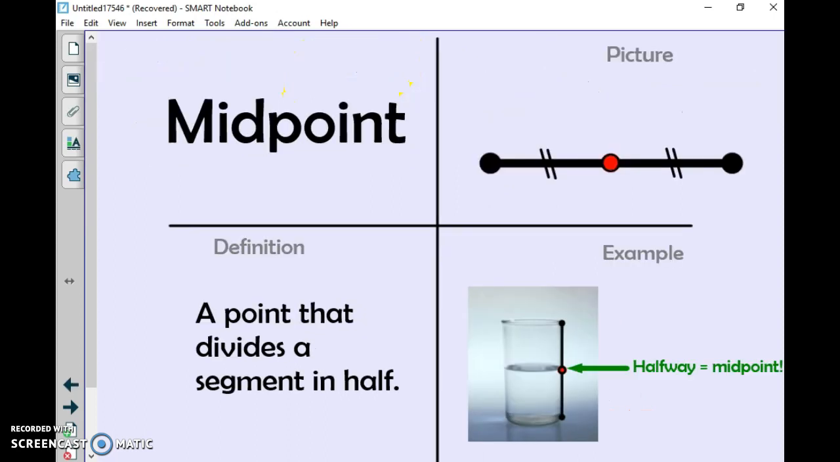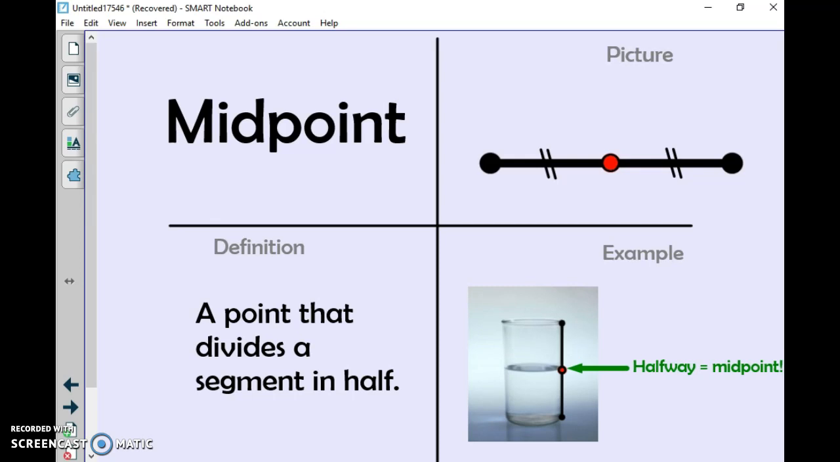Okay, our second word is going to be midpoint. Like the name implies, it is a point in the middle of a segment. It's right in the middle, meaning that the two parts that it creates are equal. They are equal in their measurement, or we would say they are congruent. Okay, so writing this down on another one of those little crosses, it's a point that divides a segment in half.